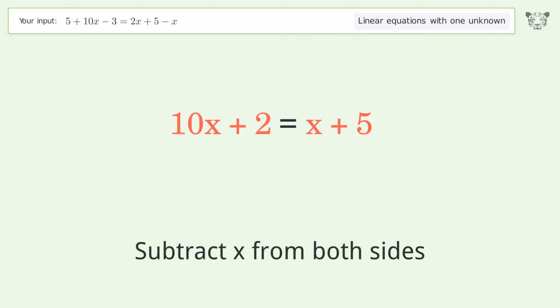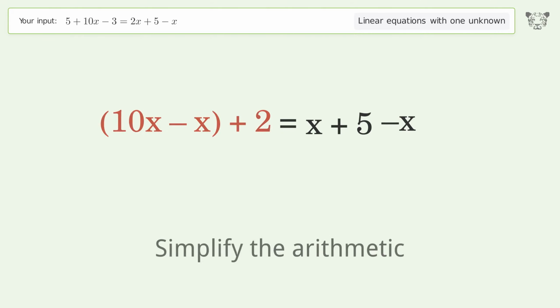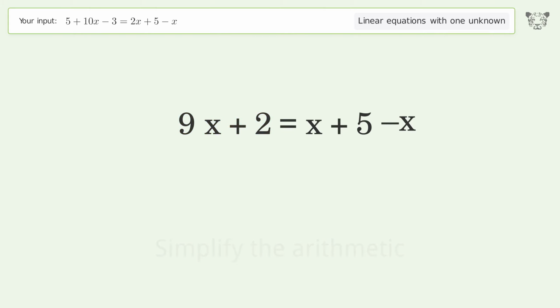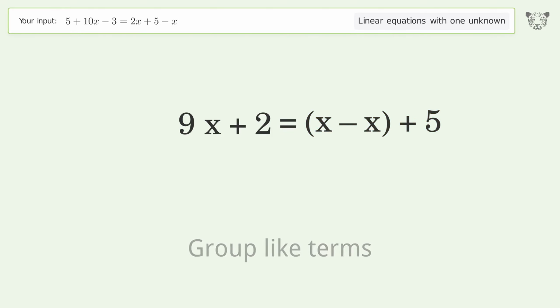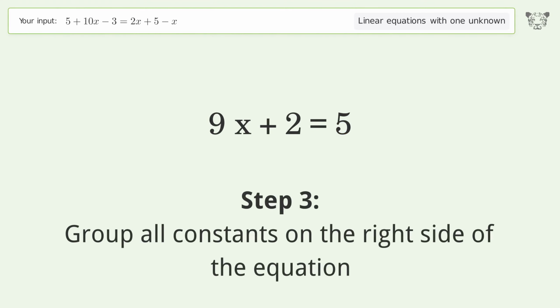Subtract x from both sides. Group like terms. Simplify the arithmetic. Group like terms. Simplify the arithmetic. Group all constants on the right side of the equation.